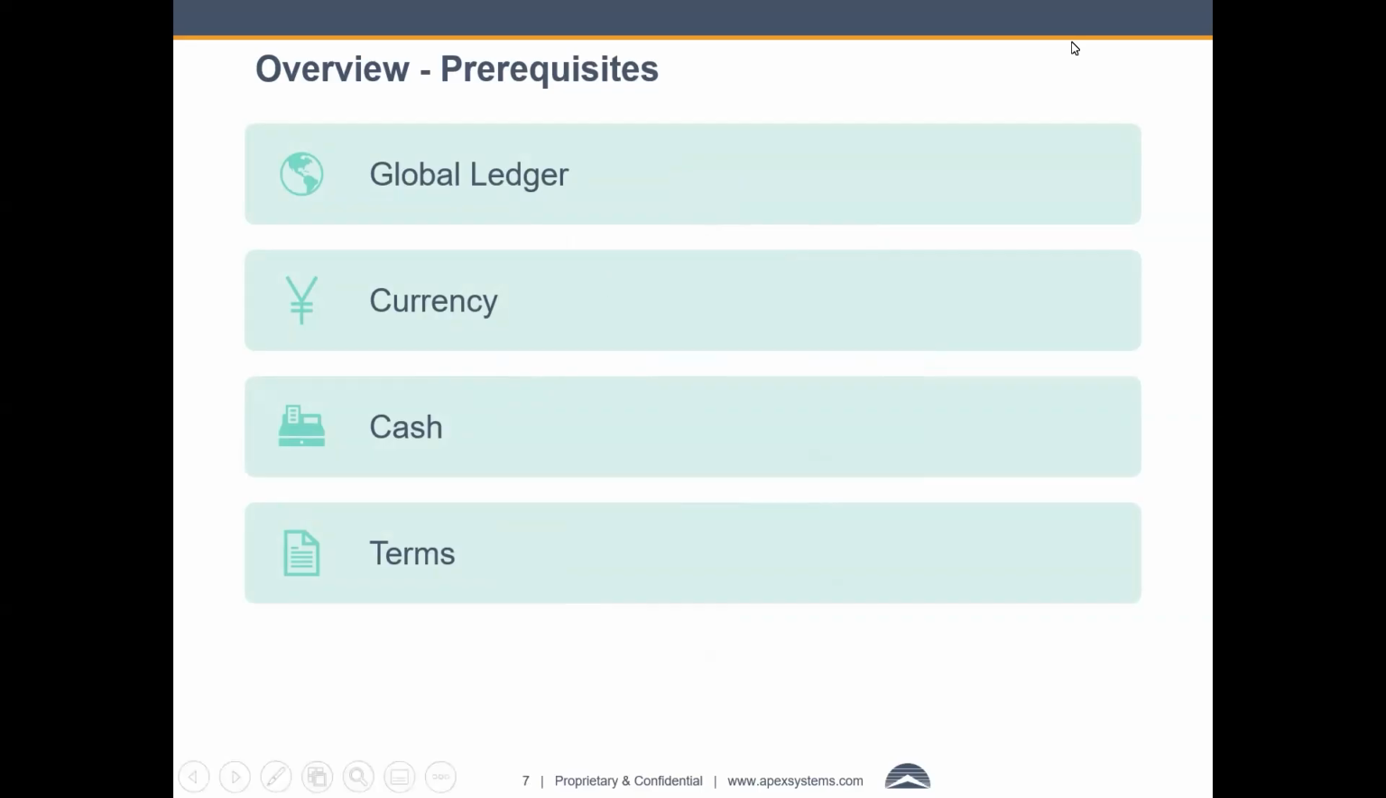As far as receivables is concerned, let's talk about some of the prerequisites for receivables on this list. This is just an overview, and once these prerequisites are coordinated, we can get into the setup tasks for receivables. As you can see, on this list are global ledger, currency, cash, and terms. Let's get more into detail.